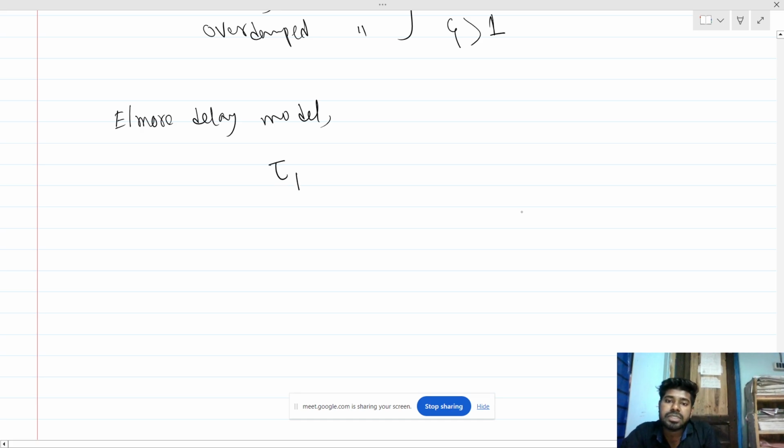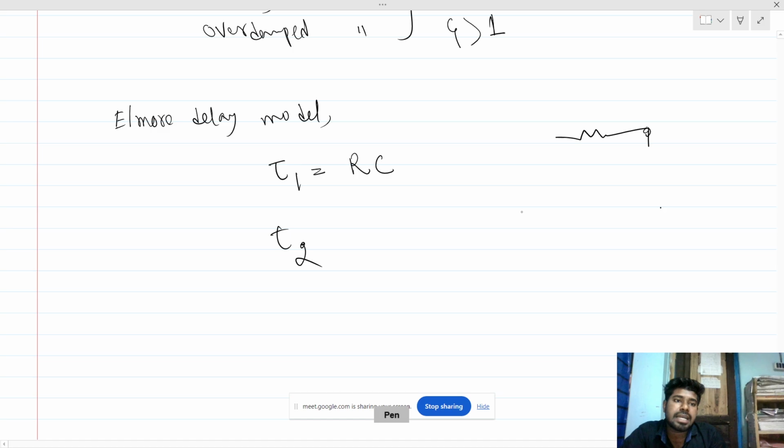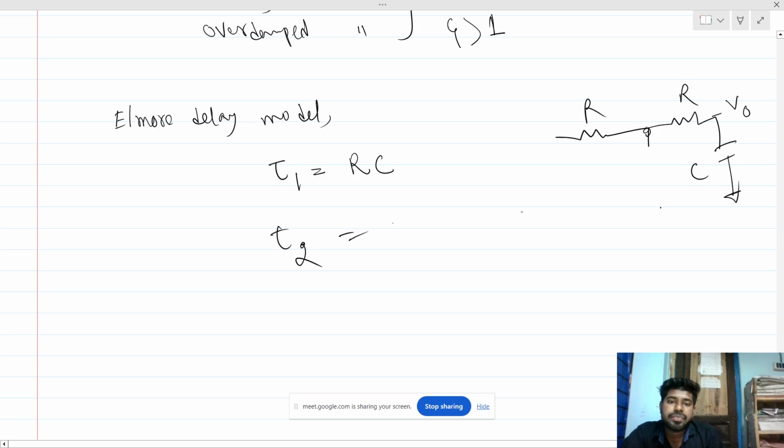The first time constant is nothing but R and C. So this is the first branch. Then the time constant T2 is nothing but, we will remove the first capacitor. So this is the second case, and this is the V out. Here we can see that this 2R will be added, R plus R, and this will be the second C.